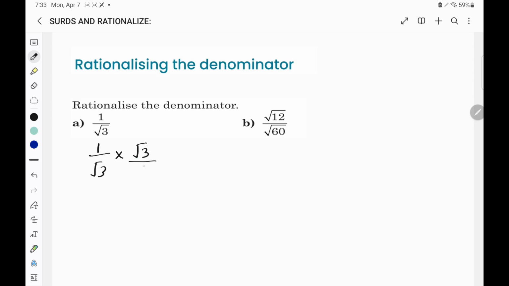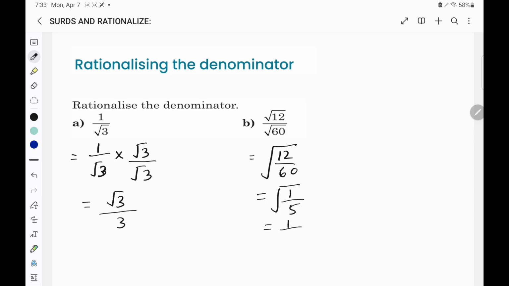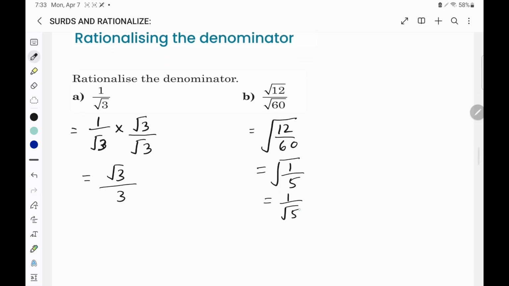multiply by square root 3 divided by square root 3, so your question will not change. Okay, square root 3 upon 3, you cannot do anything more, this is your answer. Okay, now 12 upon 60, it's an easy thing, 12 over 60. So 12 times 5 is 60, so you can write down 1 upon 5. It's the same thing like 1 upon square root 5. Multiply by the same square root 5. So the answer will be square root 5 upon 5. Okay, because square root 5 multiplied by square root 5, or square root 5 squared, will be only 5.